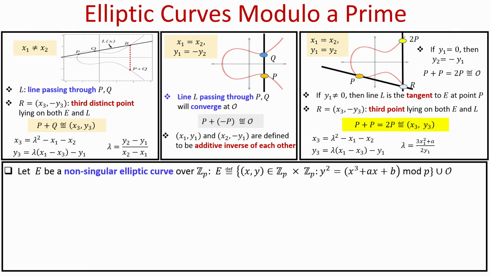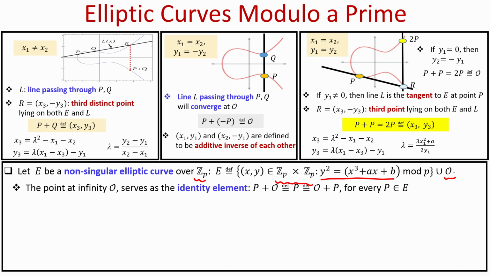So, here is how we define elliptic curves modulo a prime. Let E be a non-singular elliptic curve over the set Z_P. Basically what it means is we form an elliptic curve equation, namely y squared equals x cubed plus ax plus b modulo p, and we take all (x, y) pairs from the set Z_P cross Z_P, namely all elements of the form (x, y) where x is in the range 0 to p minus 1 and y is also in the range 0 to p minus 1, which satisfy this equation, and along with those pairs we take the special imaginary point, namely the point at infinity.